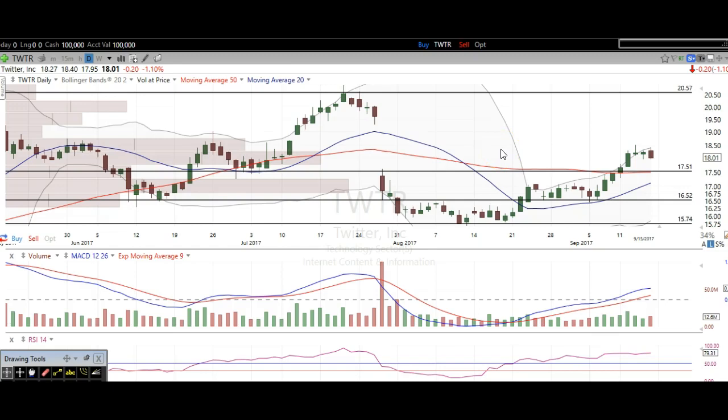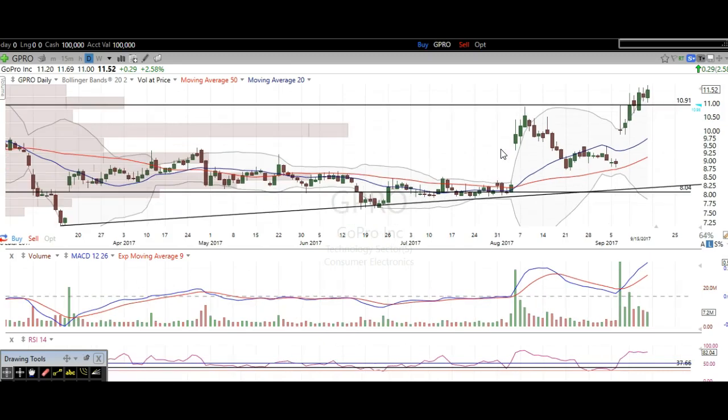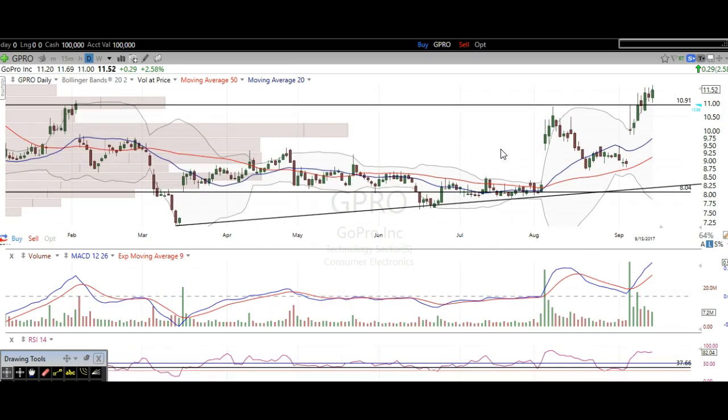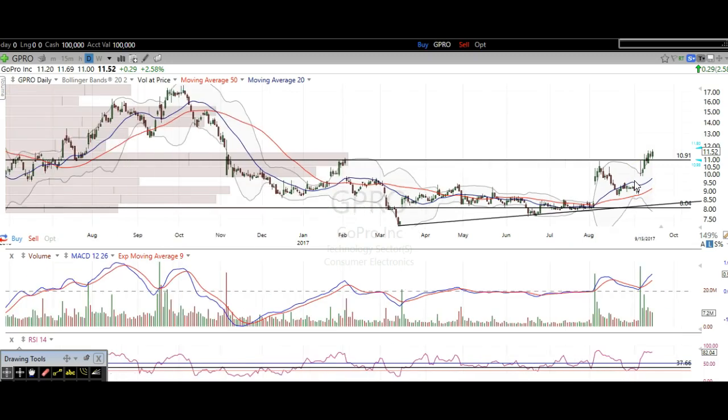Next, we're going to cover the GoPro chart here. And GoPro finally has, I think, established a real bottom. And what I mean by that is we sustained these lows here, but we also broke over this resistance.